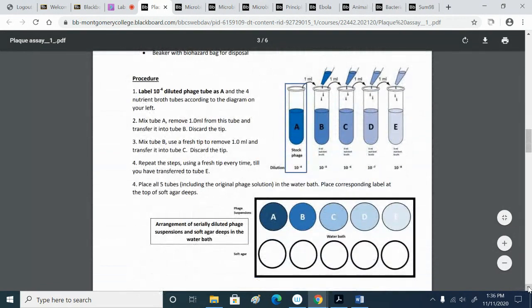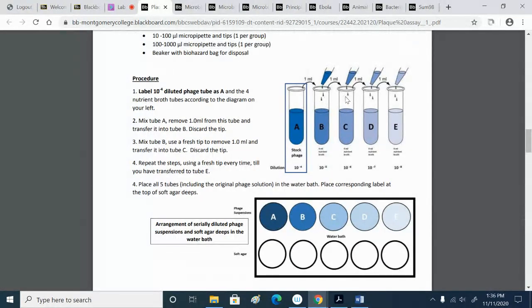So just showing you the procedure again. Your stock phage solution, 1 ml is being transferred to each tube. You thoroughly mix the tube and transfer 1 ml to the next tube, right? Mix, next tube, mix, next tube, mix. But all just 1 ml samples. All of this is in the water bath, along with your soft agar deeps. You then transfer 1 milliliter of each phage solution, starting with the original stock, into the corresponding soft agar deep.